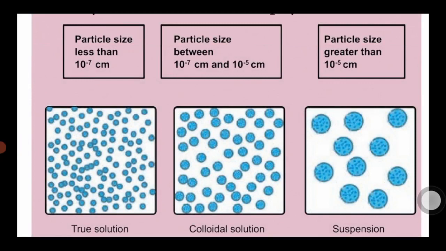See the particle size. The first picture, true solution, second one colloidal solution, third one suspension. In a true solution, the particle size is less than 10 to the power minus 7 centimeter. The solute particle size present in a true solution is 10 to the power minus 7 centimeter. At the same time, in a colloidal solution, the solute particles are present in what size? 10 to the power minus 7 centimeter to 10 to the power minus 5 centimeter.